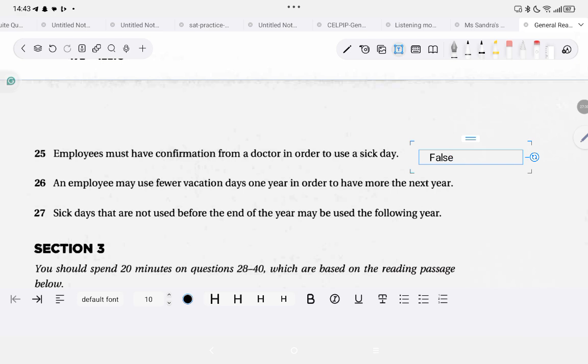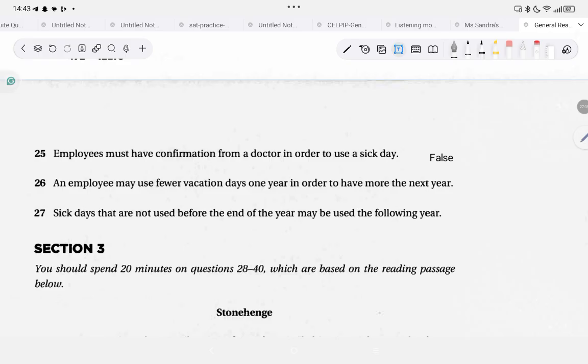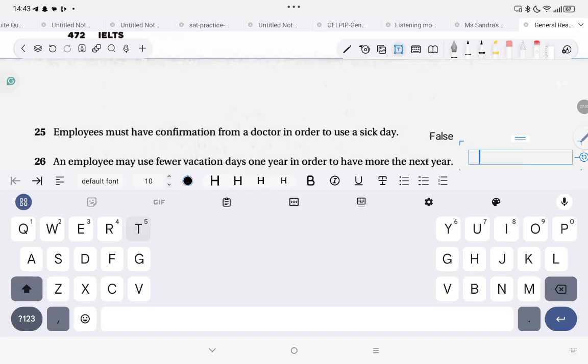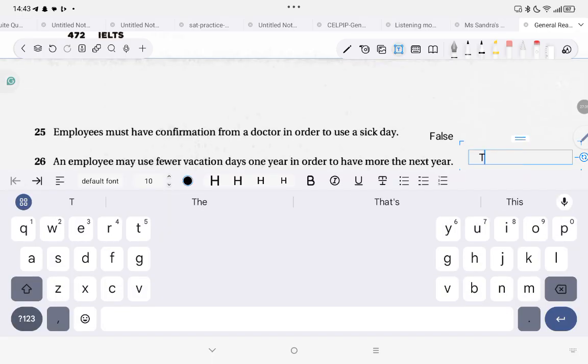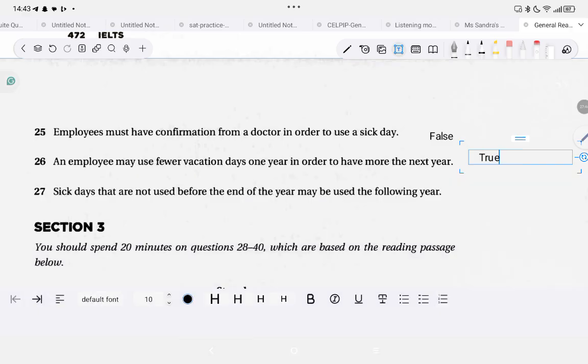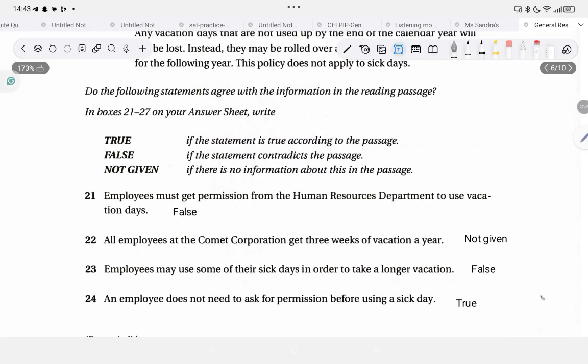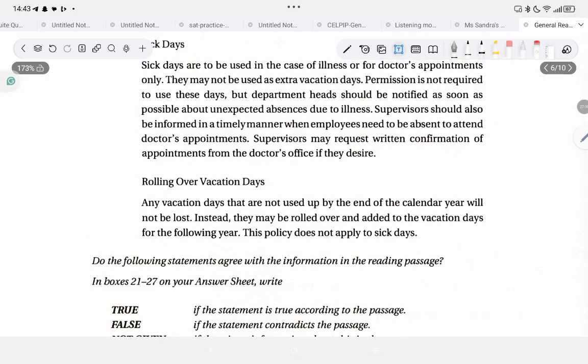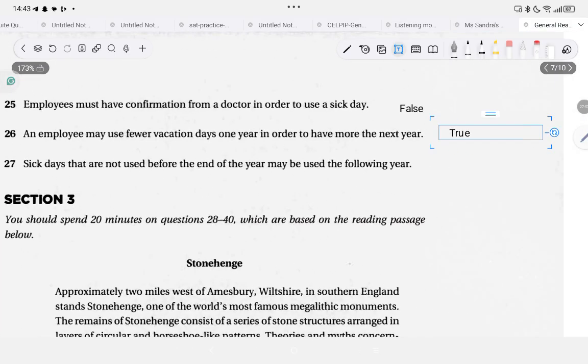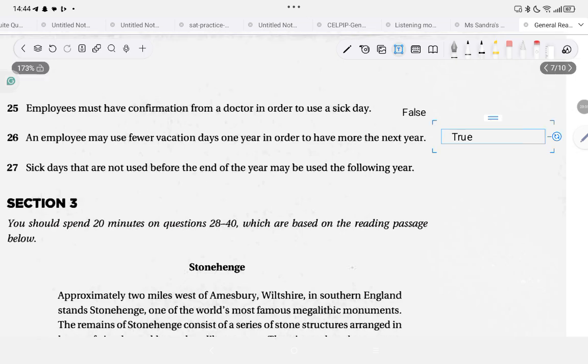26. An employee may use fewer vacation days in 1 year in order to have more the next year. I think this is true. Yes, it is true. Here it says any vacation days that are not used by the end of the calendar year will not be lost. Instead, they may be rolled over and added to the vacation days for the following year. That's true.